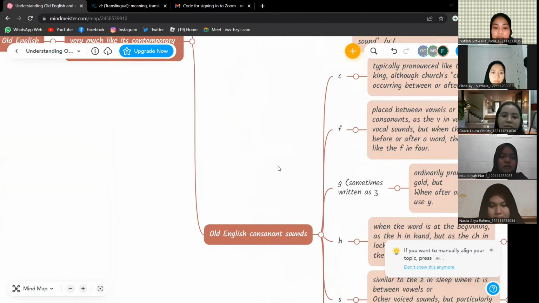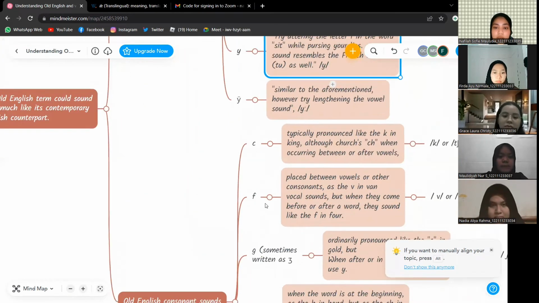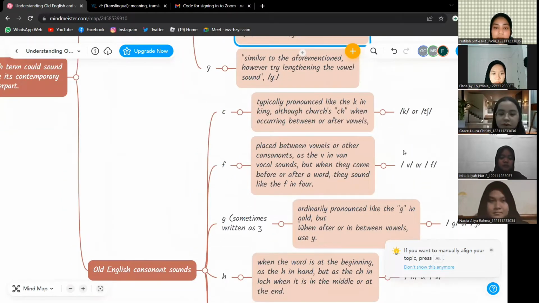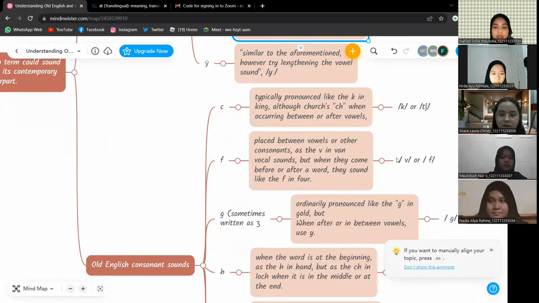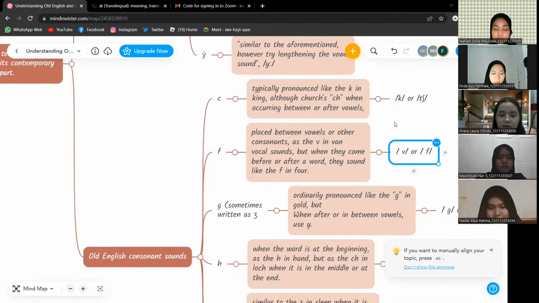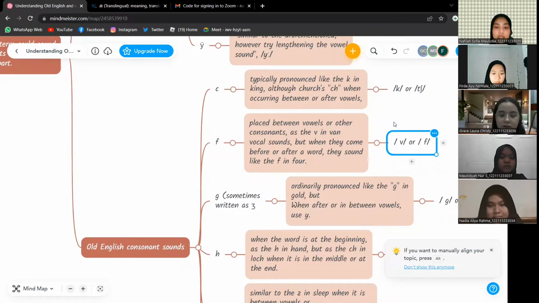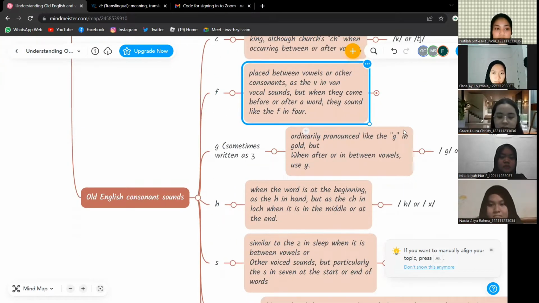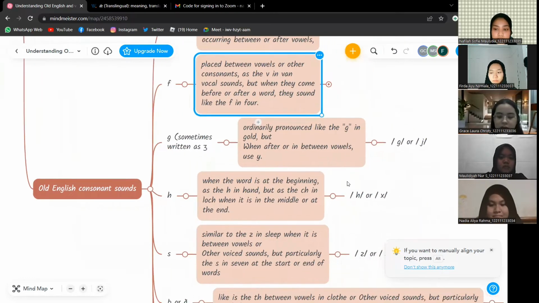The second here is Old English consonant sounds. First is c, typically pronounced like the K in king, although it sounds like ch when occurring between or after vowels, it's k or ch. The second is f, placed between vowels or other voiced consonants, it sounds like the V in vocal, but when it comes before or after a word, it sounds like the f in for, v or f. Third is g, ordinarily pronounced like the g in gold, but when after or in between vowels, use y, g or j.